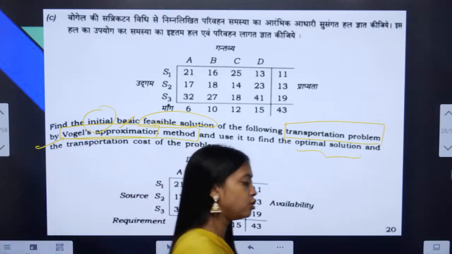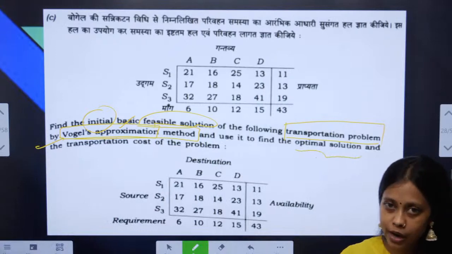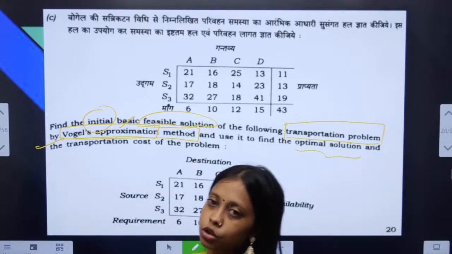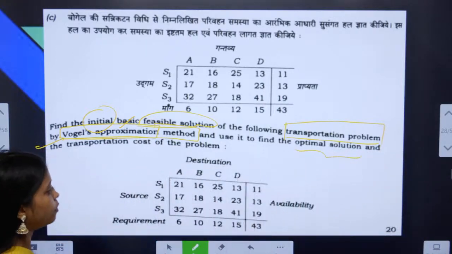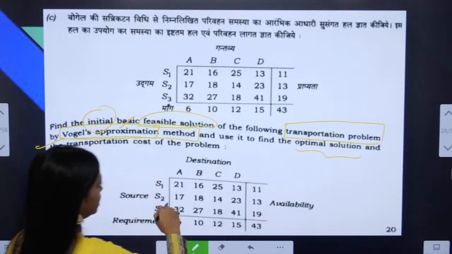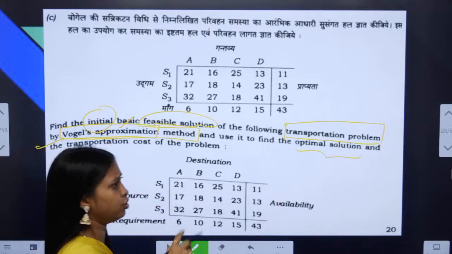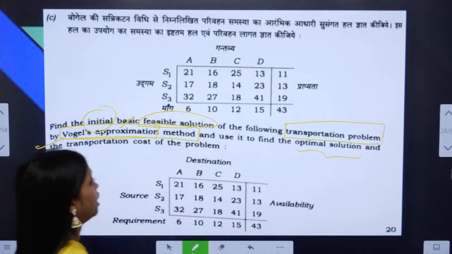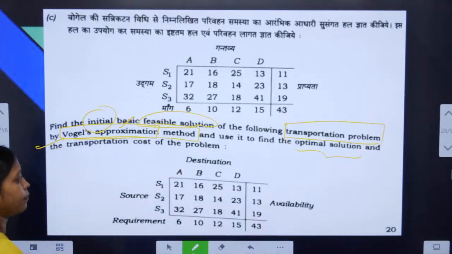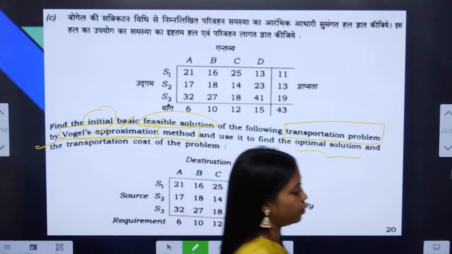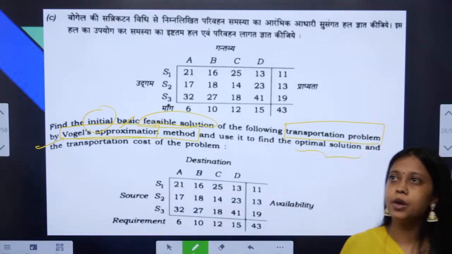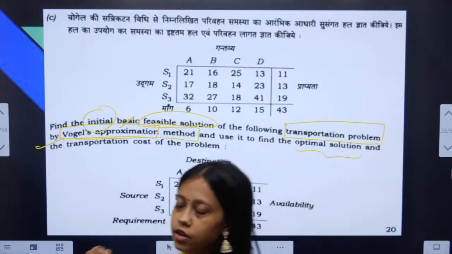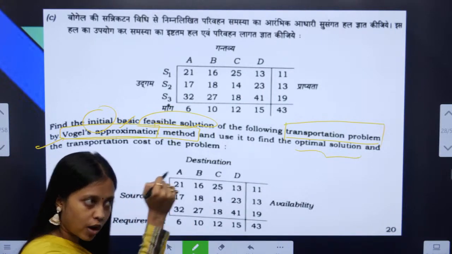Once you have your initial basic solution, use that solution to further optimize. I think after getting the feasible solution you will need 2 to 3 steps to get your minimum solution, and the transportation problem will be solved. Okay. LPP problems require time, even in the exam.